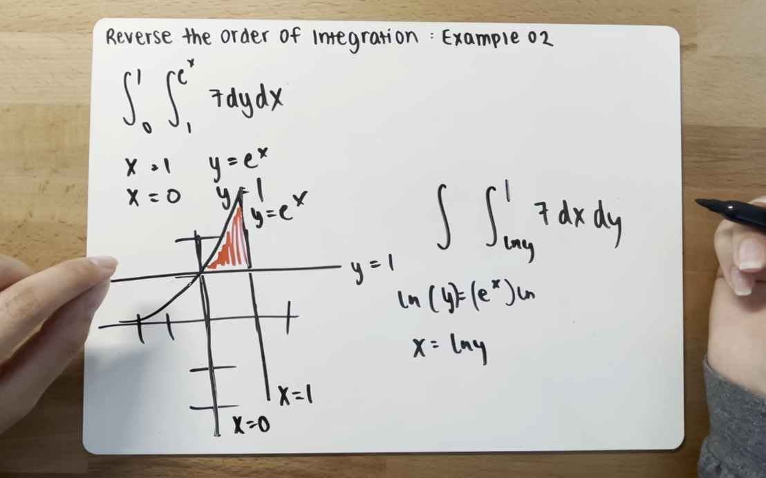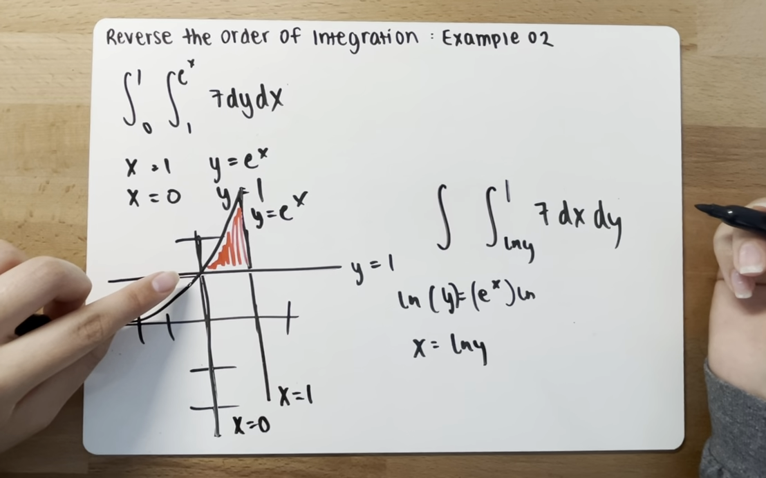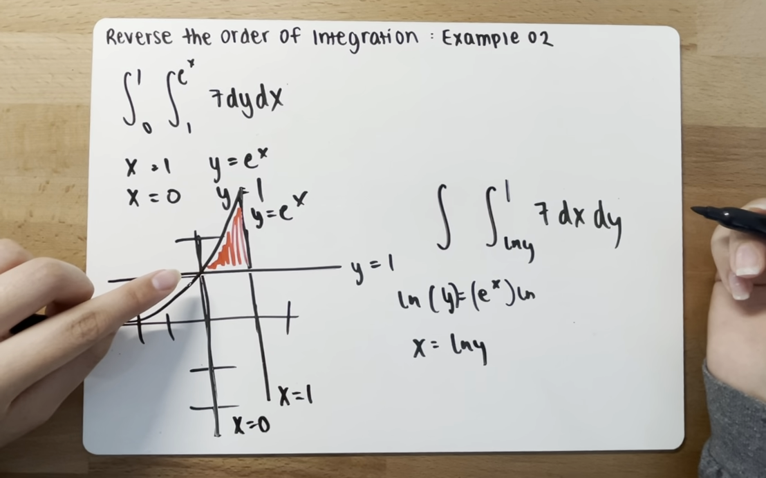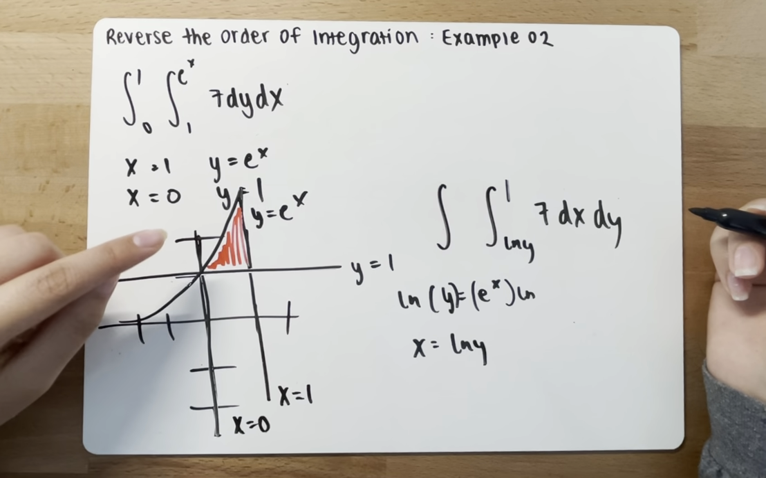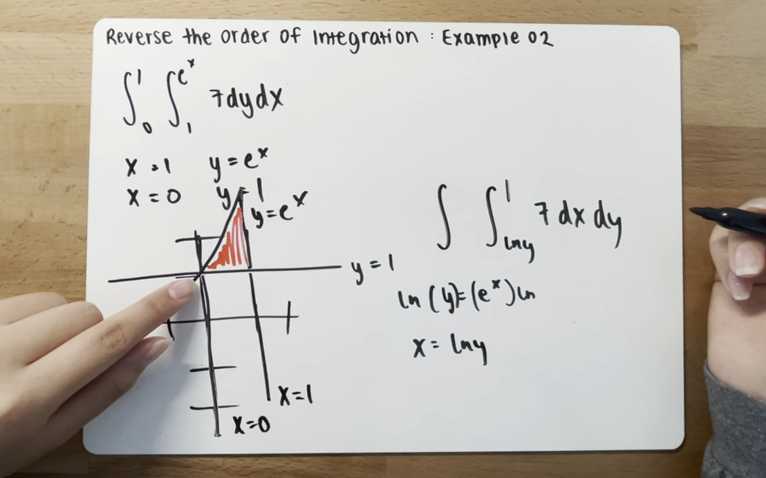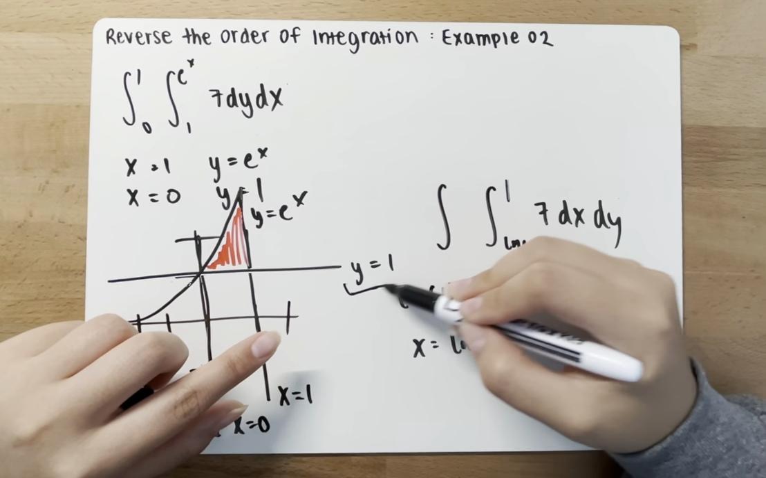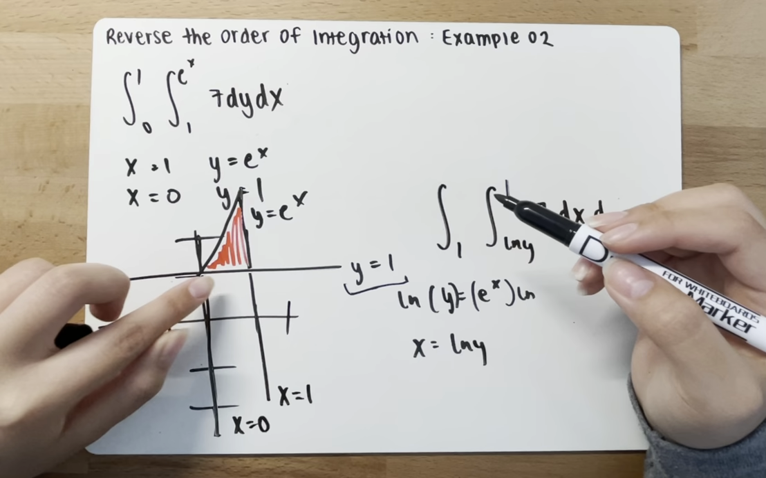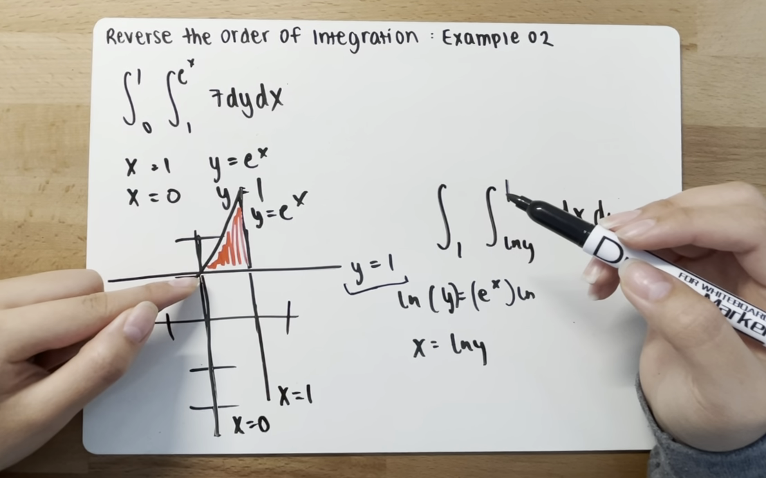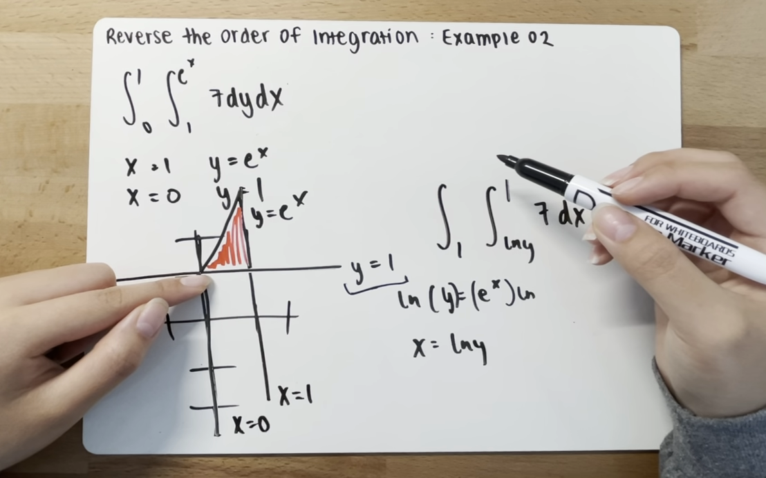Now to find the boundaries for dy, you want to see what line or curves or equation determines the end of the y-axis. So right off the bat, we see that the lower boundary ends at 1 because it's this equation right here. This equation sets where the y-axis ends. So this point.